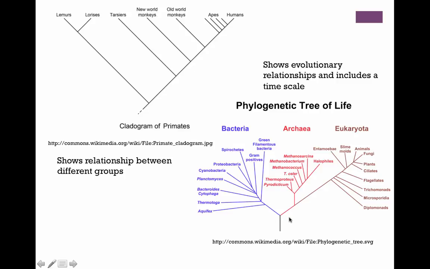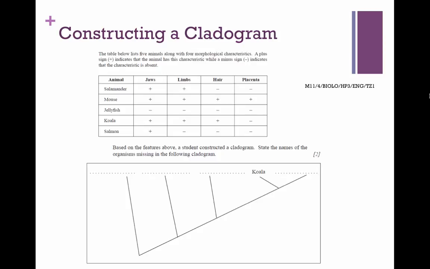Really useful. And finally, here's a practical example where you are presented with some data and you're asked to construct a cladogram. After you've looked at this a few times, you're going to realize how easy it is to put this stuff together. If you look at this chart here, you can pause the video and read through everything. But this is showing the presence or absence of various traits. We can see here that the mouse has all of these traits: jaws, limbs, hair, and a placenta, whereas a salmon is only showing jaws and is missing some of these things. A jellyfish lacks all of them.